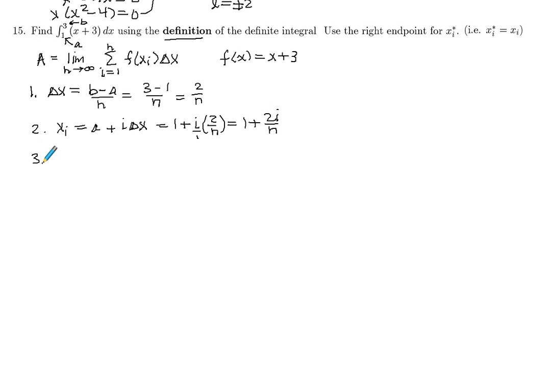Step 3, find your height. So the height of the i-th rectangle is, take your function and you plug in your xi. So we're going to take that function and we're going to plug in this 1 plus 2i over n. Well, our function is just x plus 3, so this is just going to be 1 plus 2i over n in here for x, and then add 3 on, plus 3. And we can simplify this a little bit. 3 and 1 is 4, so this is 4 plus 2i over n.